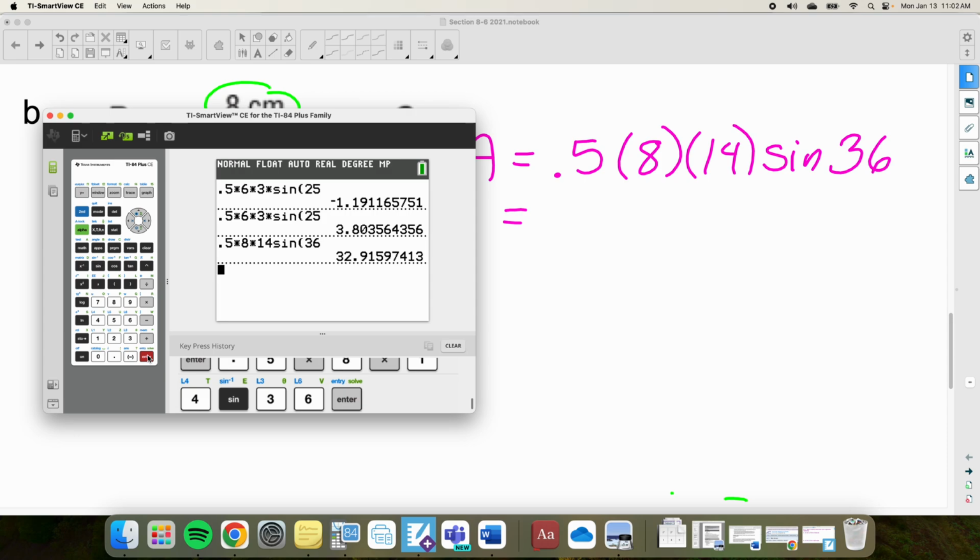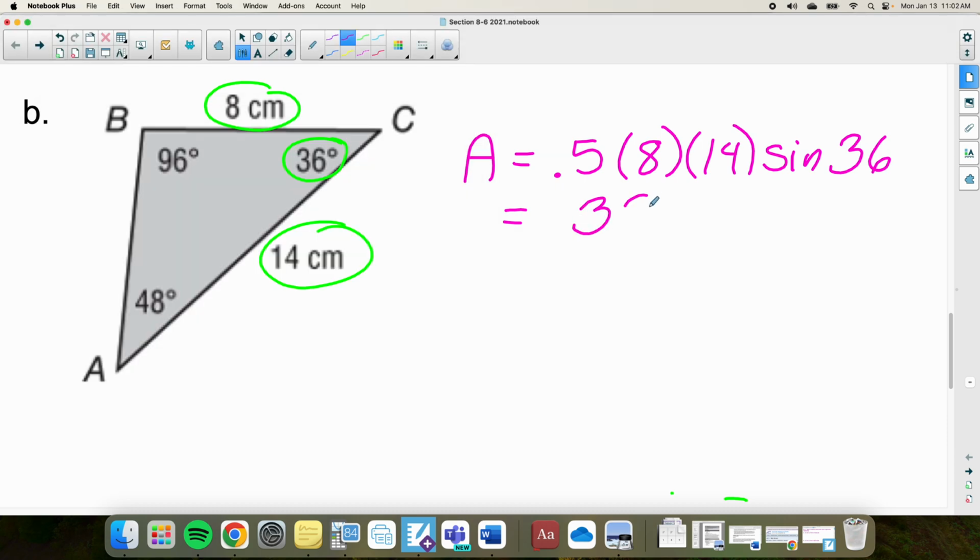One question I had after the quiz on Friday was one person did not put a times in between the 14 and the sine, and one person did. It doesn't matter. You can do it either way. So if you go 14 sine 36, that's doing 14 times sine of 36, okay? If you want to put a times sign in between there, you certainly can, but you don't have to. So did you guys get 32.92? And that would be in centimeters squared.